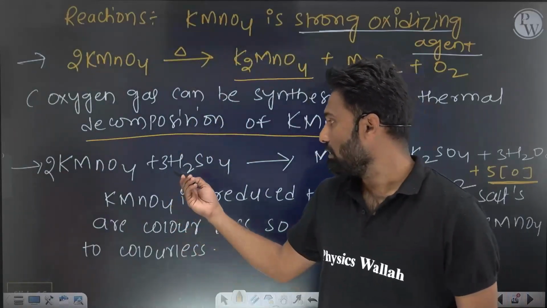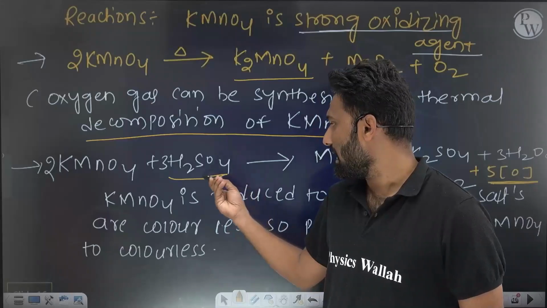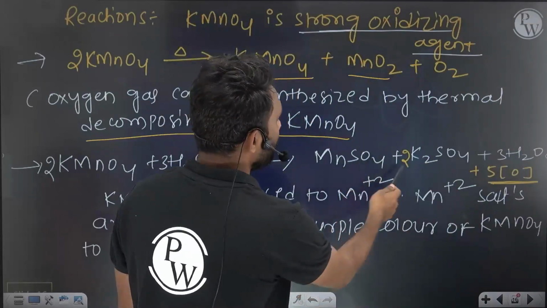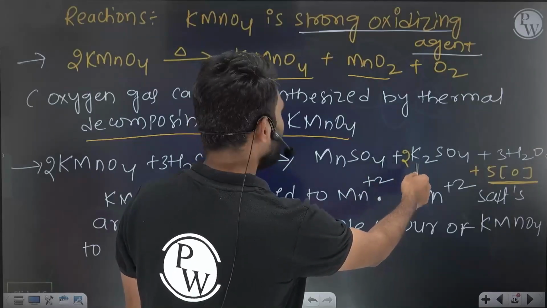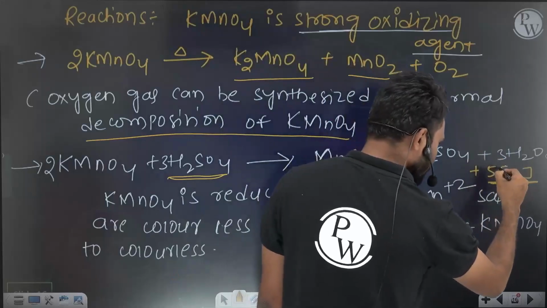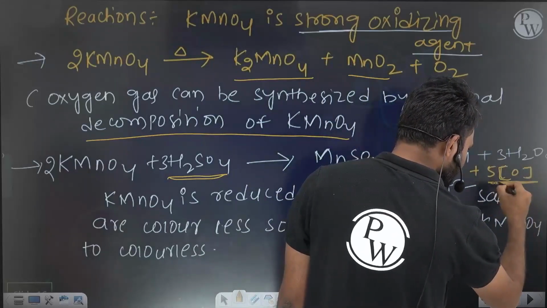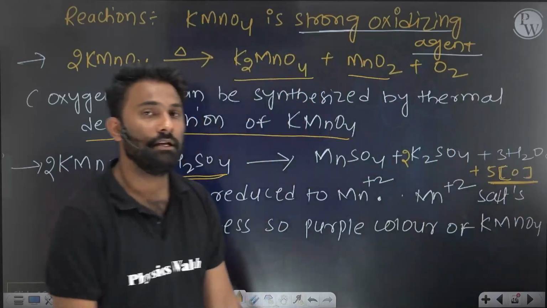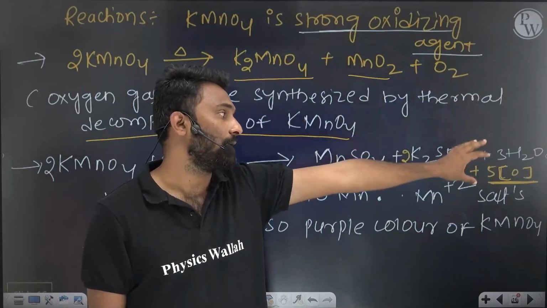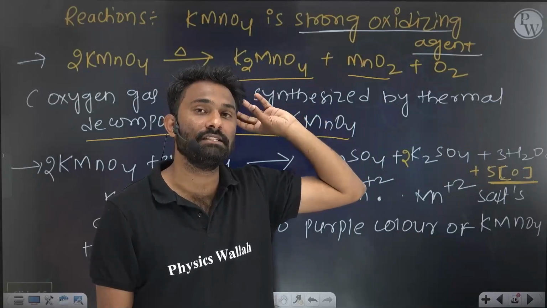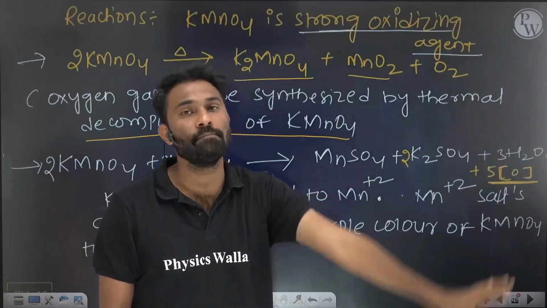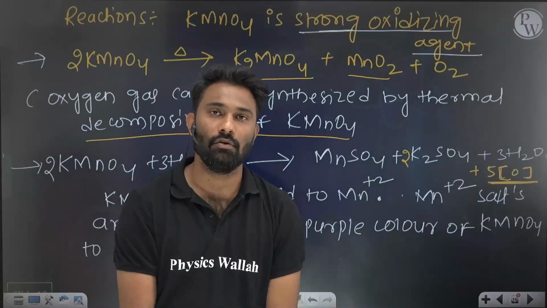Now these are some reactions of potassium permanganate when reacting with the strong acid H2SO4. It gives MnSO4 plus K2SO4 plus 3H2O, and it gives nascent oxygen. This nascent oxygen is responsible for the oxidation. Now KMnO4 is acting as a strong oxidizing agent because this nascent oxygen will oxidize other compounds.